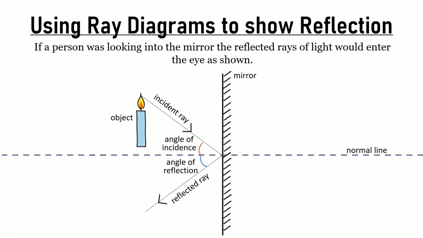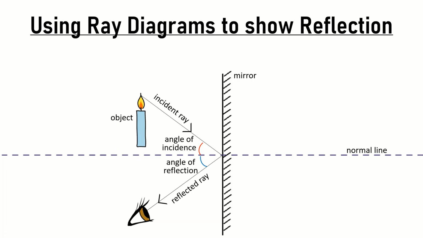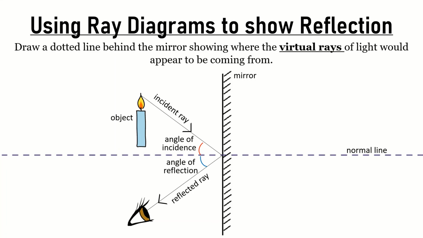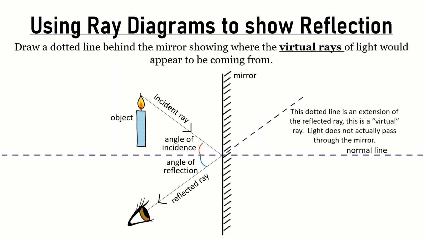If a person was looking into the mirror, the reflected rays of light would bounce off the mirror and enter the eye as shown in this diagram. So then what we do is we draw a dotted line behind the mirror showing where the virtual rays of light would appear to be coming from. We basically extend that reflected ray backwards, and the dotted line shows those virtual rays of light.